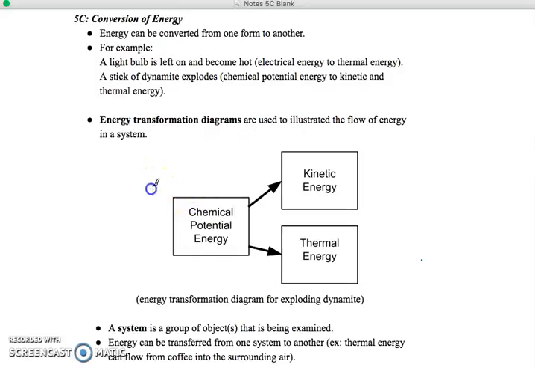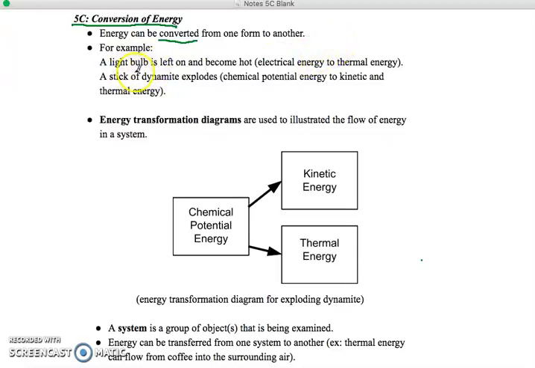Okay, in this section we're going to be going through 5C, the conversion of energy. This section's fairly straightforward, but we're actually going to use it a lot. That's why it's a separate section. The big idea here is that energy can be converted from one form to another. Just because energy exists in one state doesn't mean it couldn't be transferred to other states.